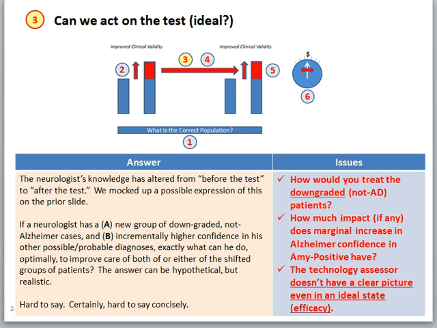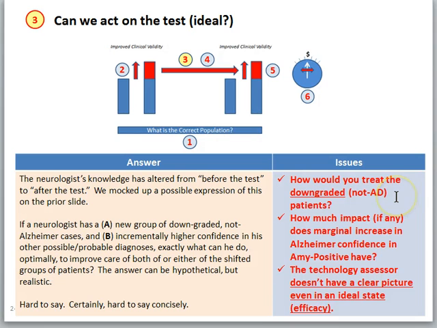The third question is, can we act on the test in the ideal world? Well, the neurologist's knowledge has altered from before the test to after the test, and we just mocked that up. If the neurologist has a new group of downgraded, not Alzheimer cases, and he has a remaining group with higher confidence in his probable diagnosis, so exactly what will he now do optimally to improve the care of either or both of the shifted groups of patients? And you can give the answer to that. I can't give the answer to that. I'm not a neurologist. But we know what the questions are.